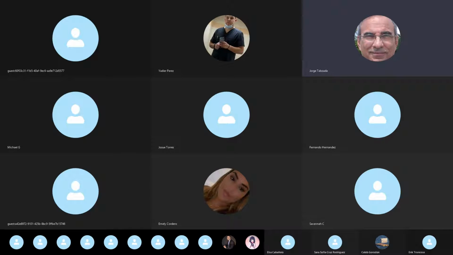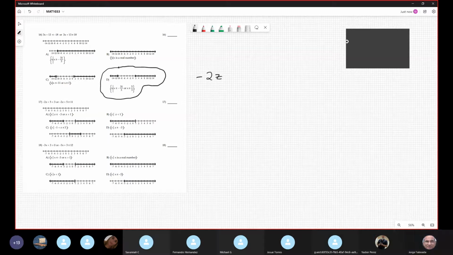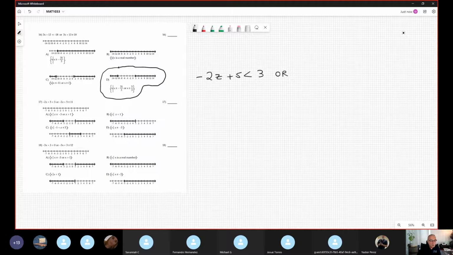Now minus 2c plus 5 less than 3, or minus 2c plus 5 again greater than or equal to 11. Remember, we are doing a compound inequality.